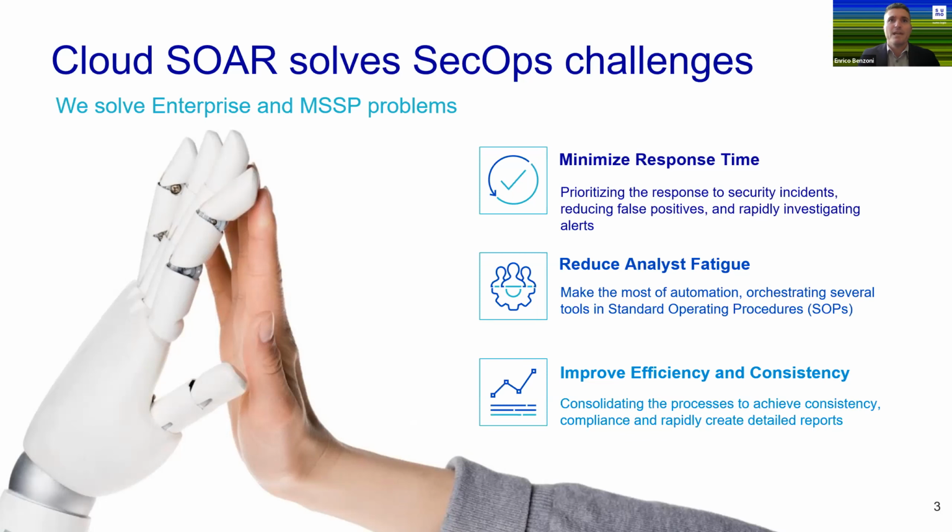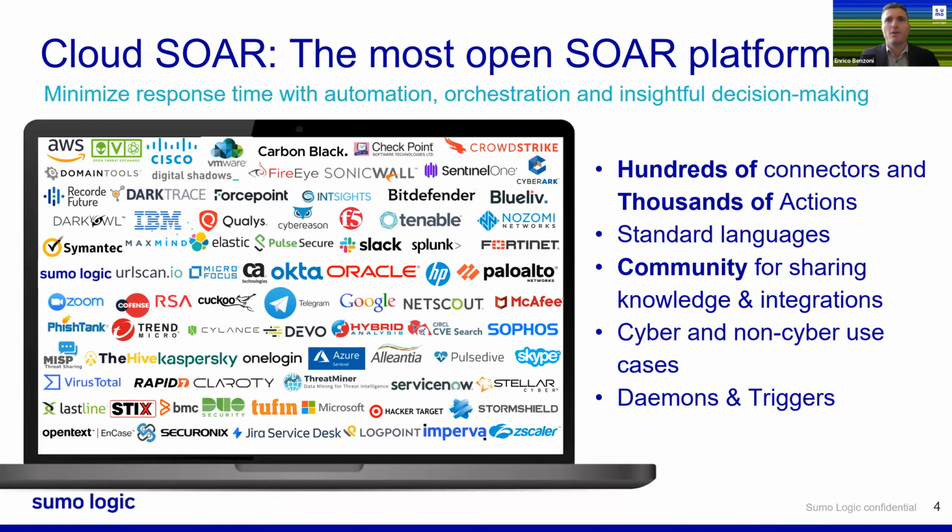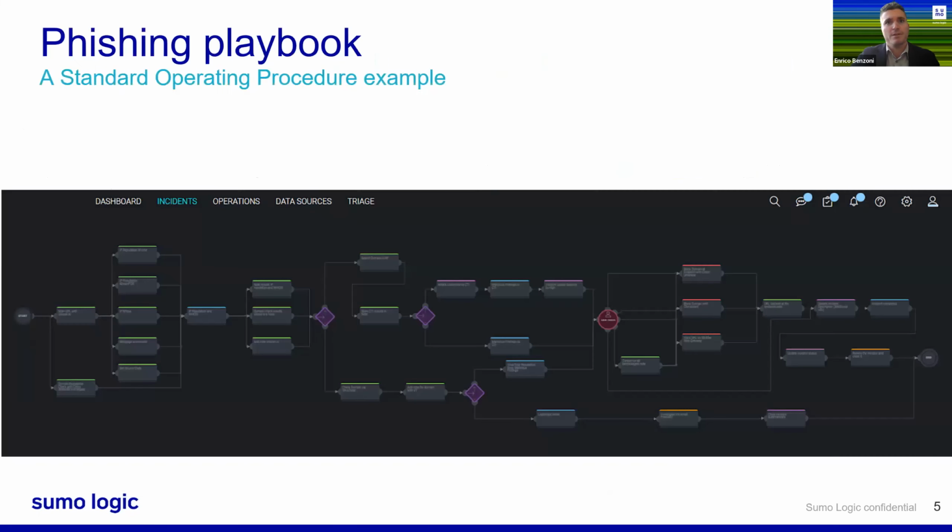capabilities that we have. We already have hundreds of connectors that you can add to your processes, and no process is the same as another one. The power of SOAR is flexibility, because cybersecurity has to serve the business, and you have to adapt your environment to the business and the processes that you have, so you can protect them. You can also create cyber and non-cyber use cases.